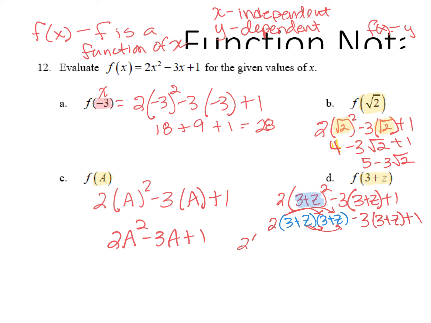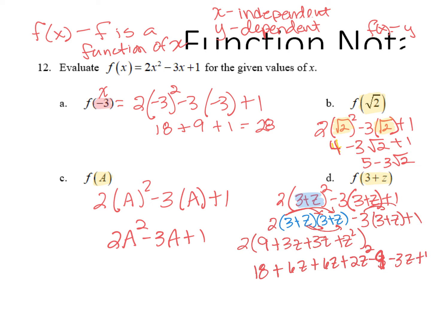So what that comes out to be is 3 times 3 is 9, plus 3z plus 3z plus z squared. And then I can distribute the 2. So that's going to be 18 plus 6z plus 6z plus 2z squared. And I can distribute here minus 9 minus 3z plus 1. And then I can combine all those like terms. There's a lot of them there. So let's look at that.